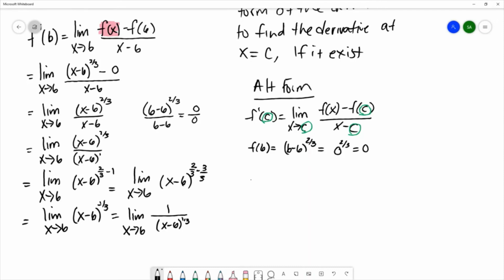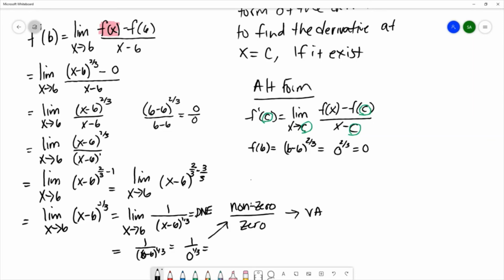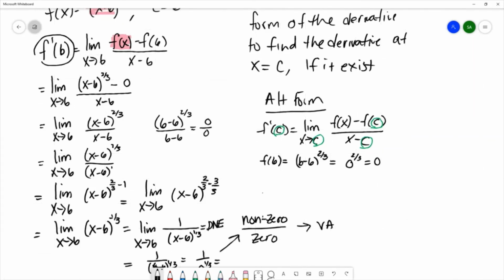And we know we have a theorem that says if I do direct substitution and I get a non-zero over 0, then that means that this graph has a vertical asymptote at that value. And that's exactly what happens here if we substitute the 6 in. We get 1 over 6 minus 6 to the 1/3 power, and that's 1 over 0 to the 1/3 power. So we have this situation where we have a non-zero over 0, and we have a vertical asymptote. So because of the vertical asymptote, I know that this limit does not exist, and since the limit does not exist, the derivative does not exist at that value.